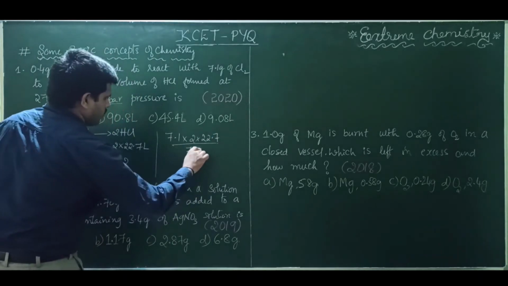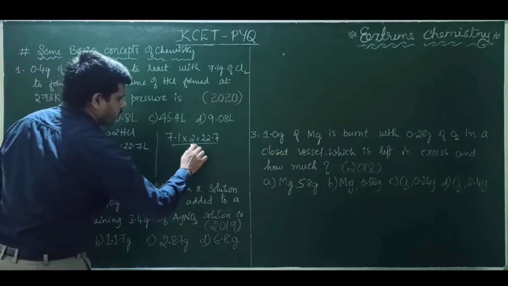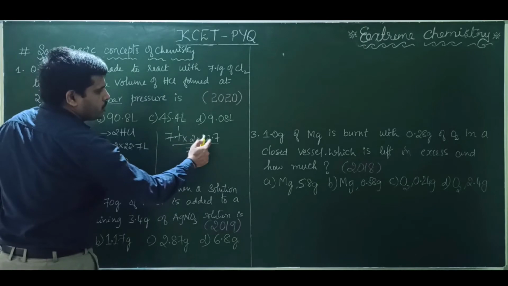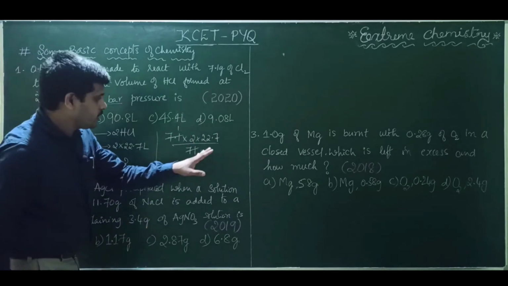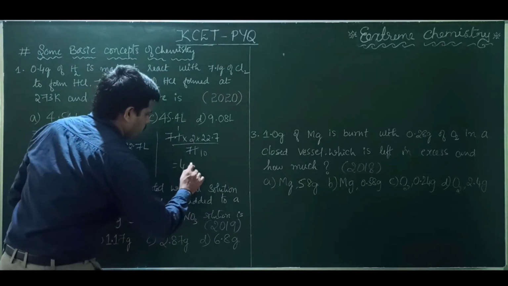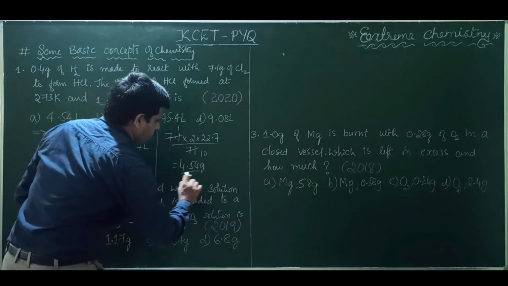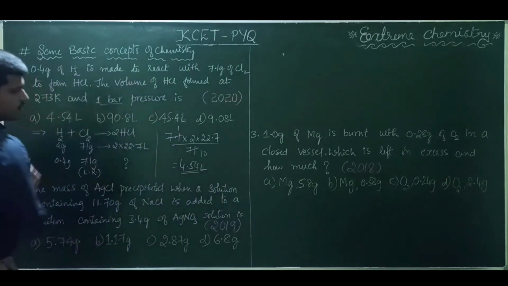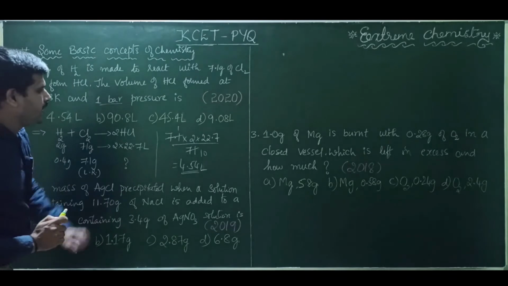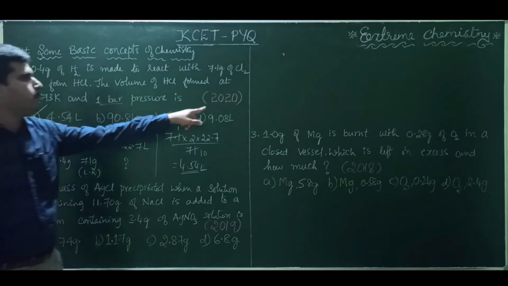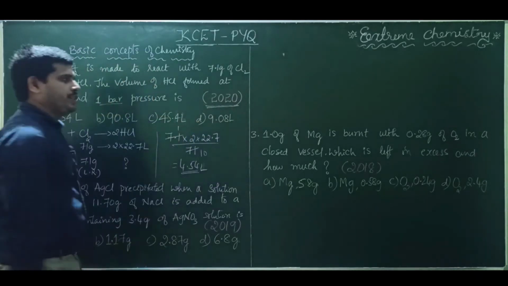Fine, so the ones are 10 times. 2 into 22.7 is 45.4, divided by 10 is 4.54. Done. 4.54 grams of HCl. Sorry, it is in liter, because it is volume. So 4.54 liters of HCl is going to be produced. So your answer is option A. That is about the first one, and it is important, as it was asked in 2020.